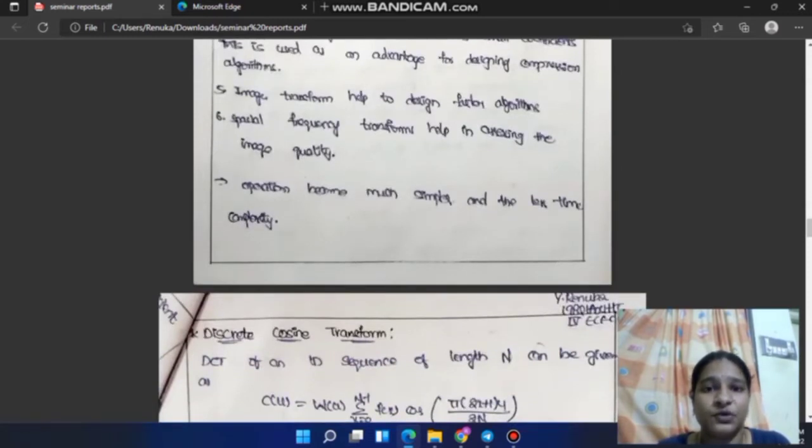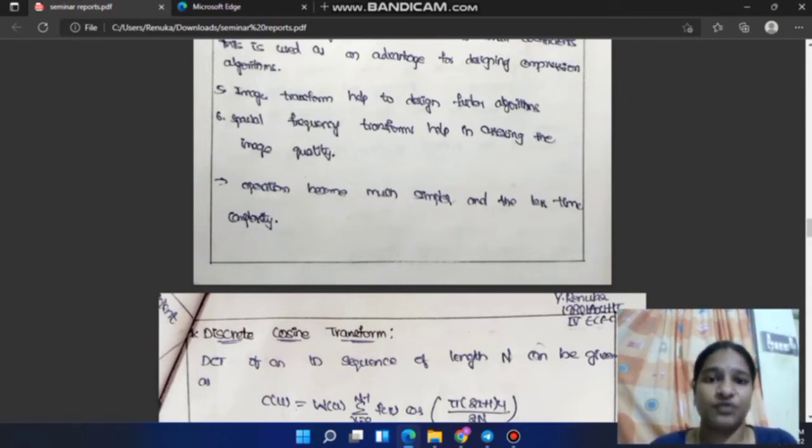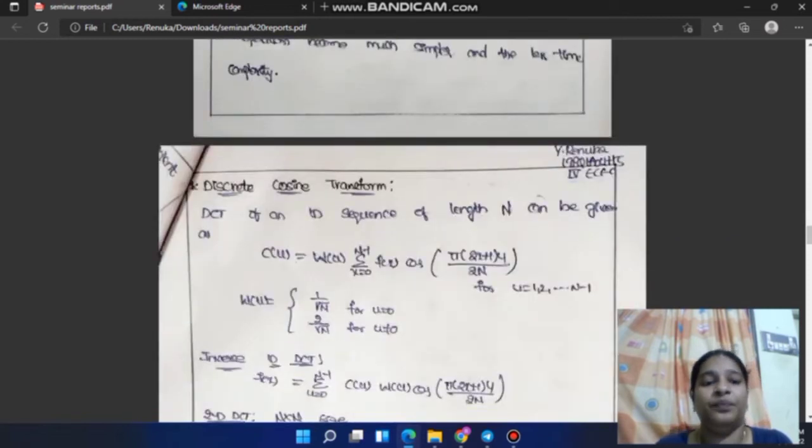Image transforms help to design faster algorithms. Spatial frequency transforms help in assessing the image quality. The operation becomes much simpler with less time complexity. Some of the image transforms are the discrete sine transform, discrete Fourier transform, discrete cosine transform, Hadamard transform, and Walsh transform. Now let us discuss two of them: the discrete cosine transform and the Hadamard transform.